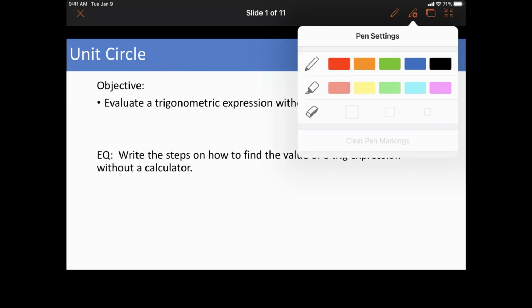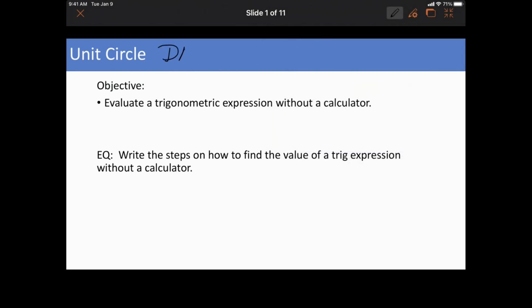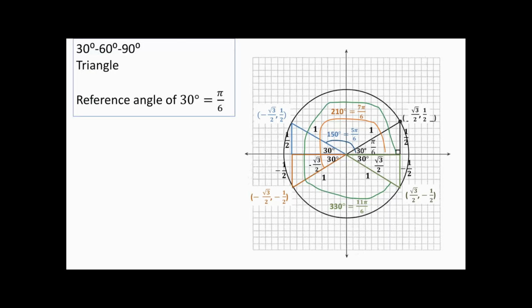Hello, this is day 2 of the unit circle. So we are putting together things. We've done the Pythagorean theorem and special right triangles. We put them on a coordinate plane. And so today we're going to evaluate different expressions.